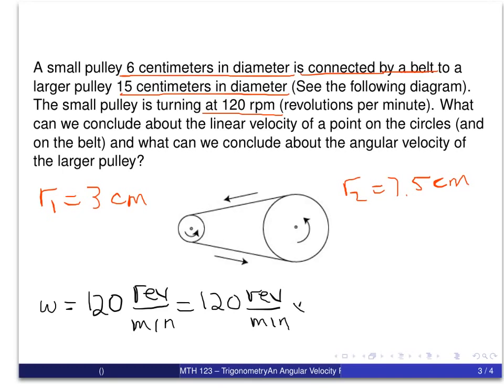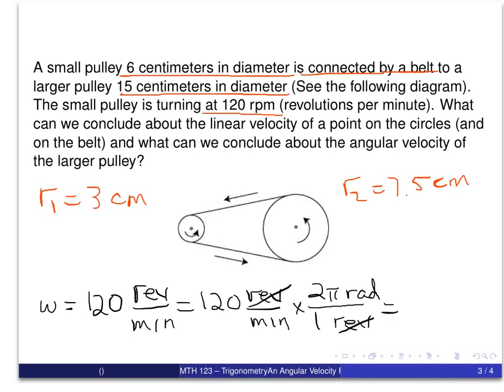What I like to think of as a conversion fraction: I'm going to put 1 revolution in the denominator and then 2 pi radians in the numerator. And then when we do the conversion, you can see, in effect, the revolutions cancel. Probably not completely mathematically correct, but it is a nice way to think about these. And what we end up with is radians per minute.